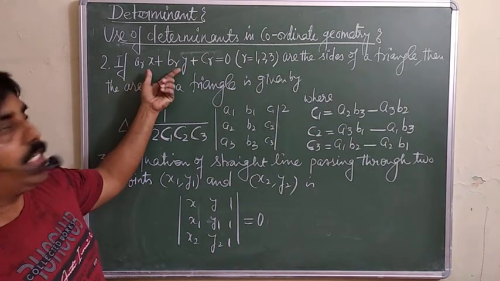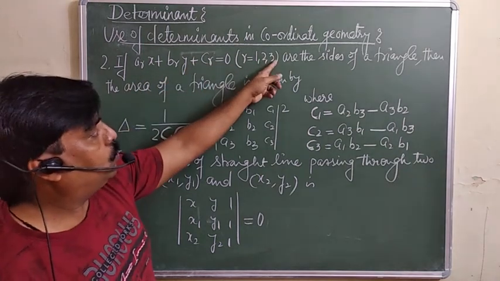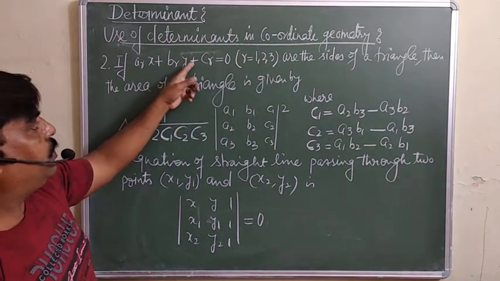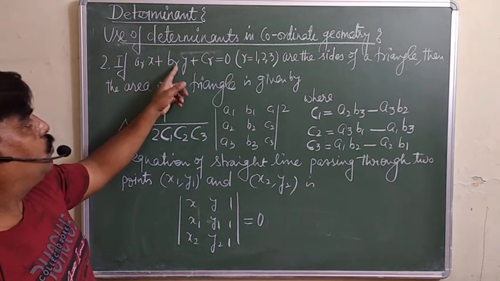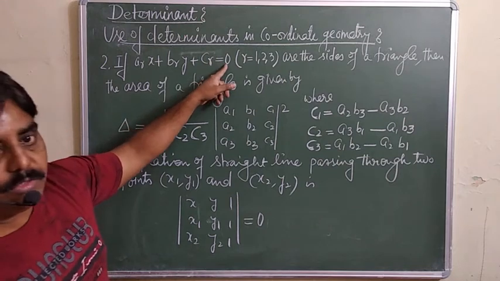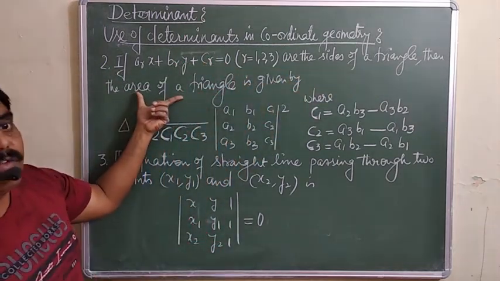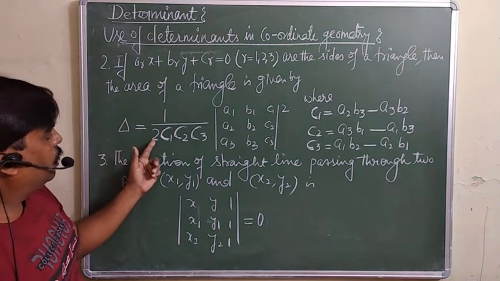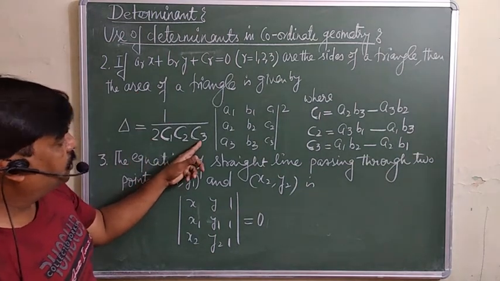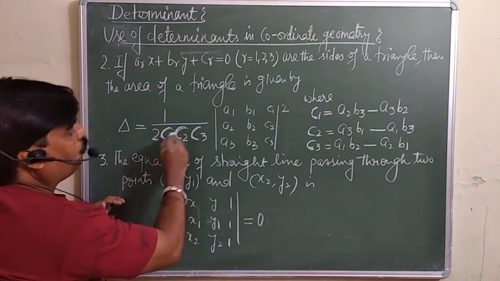If the equations are given like ArX plus BrY plus Cr, where r is equal to 1, 2, 3, meaning A1X plus B1Y plus C1, A2X plus B2Y plus C2, A3X plus B3Y plus C3 is equal to 0. These three equations are given of a triangle. Then we can find out the area of that triangle. That is equal to 1 over 2 times C1, C2, C3. These C1, C2, C3, these are the cofactors, you can say.